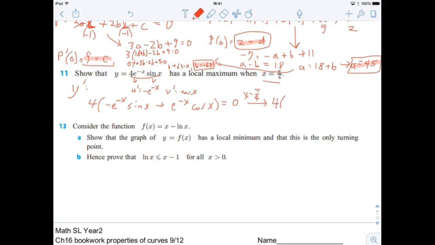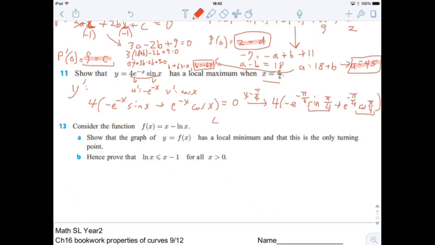We probably don't know the math to figure this out without their hints, but it's a lot easier just to prove that what they gave us is true. Pi over 4 plus e to the minus pi over 4 cosine pi over 4. Okay. So now let's see, sine of pi over 4 and cosine pi over 4 are equal to 1 over square root of 2, or square root of 2 over 2.